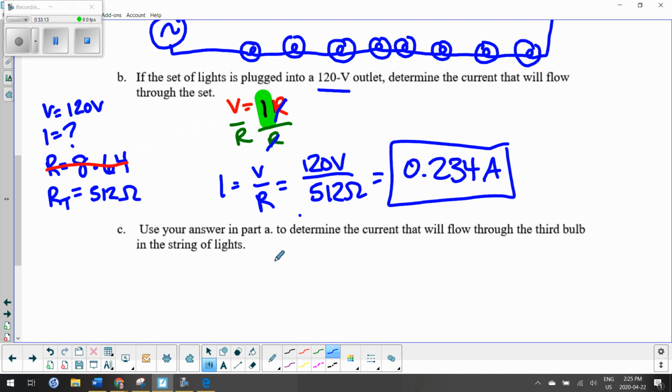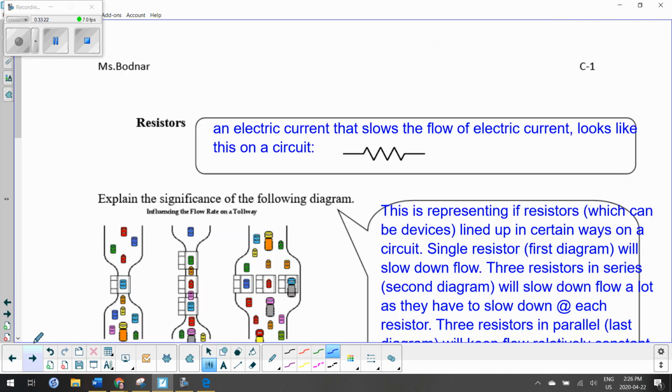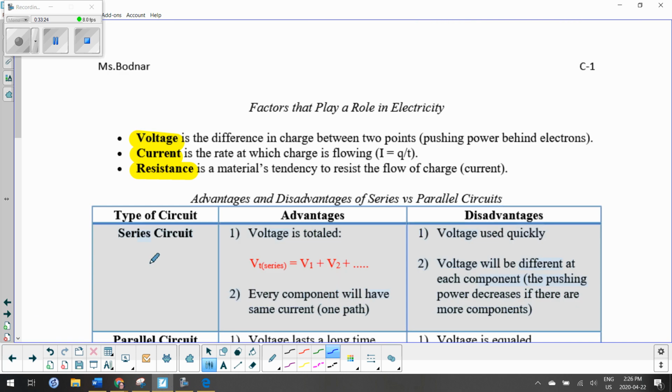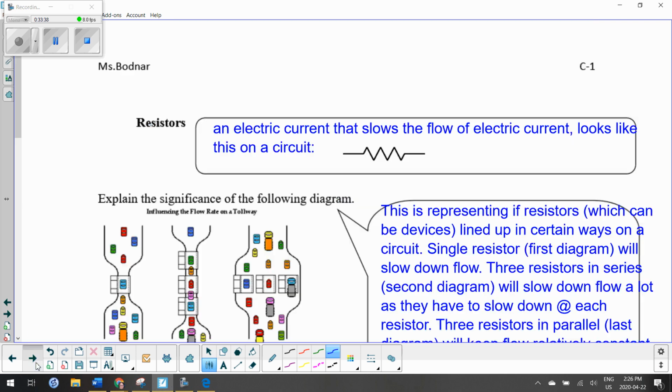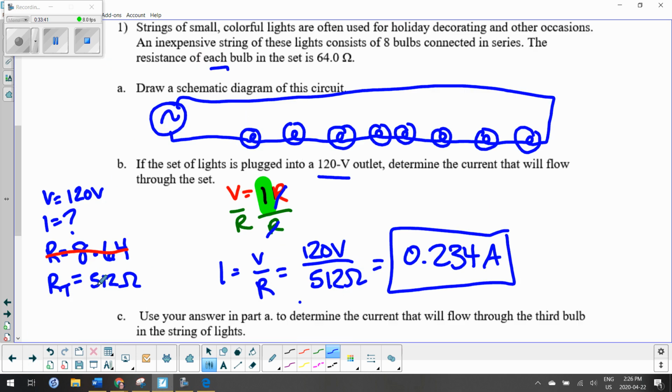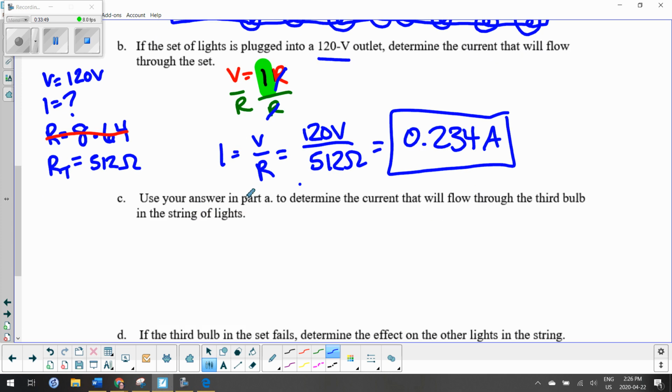C says, use your answer in part A to determine the current that will flow through the third bulb in the string of lights. So this is what this previous table was talking about. I have a series circuit. Every component will have the same current because it's one path. So since I have a series, you're going to have the same current here, here, here, here, here, here, here, here. So the third bulb should be the same.